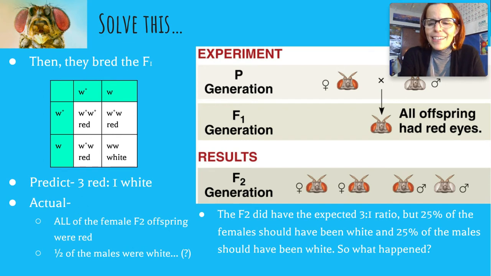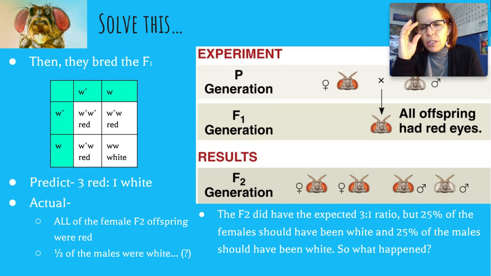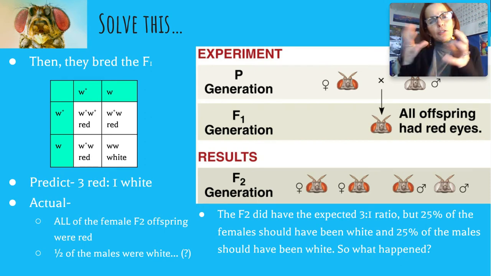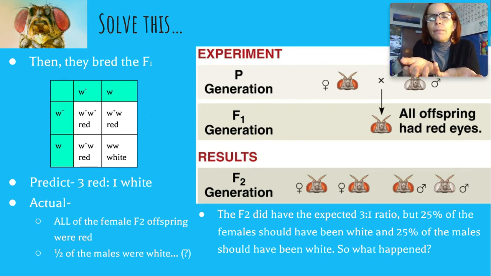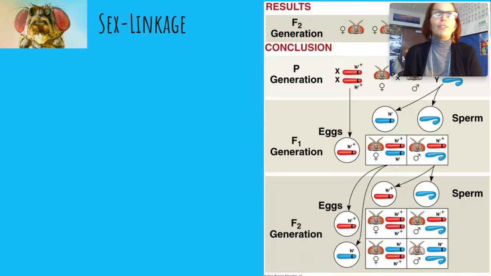The F2 did have the expected 3-to-1 ratio. There were 75% red eyes and 25% white eyes. But when you do the math, of that 25% that have white eyes, half of them should be females and half of them should be males. And it didn't work out that way at all. There were no females with white eyes. And so that was a little bit of a head scratcher.